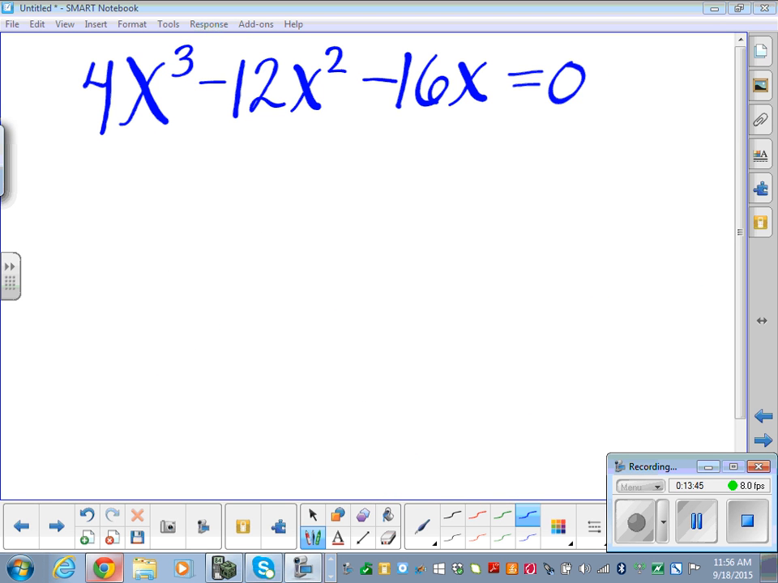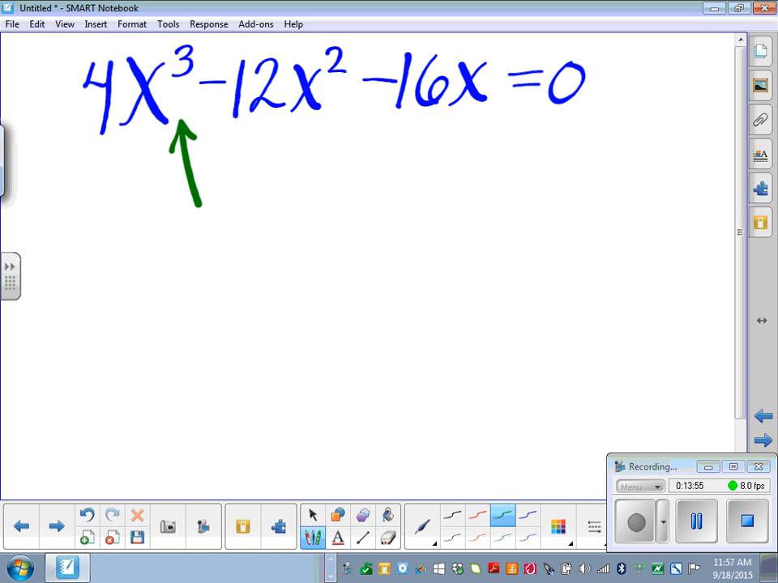Okay, so I'm going to do another one like that I saw on your guys' test here. So looking at this one, 4x cubed minus 12x squared minus 16x, the first thing I notice here is that this is cubed. So then I look through and see, is there something in all 3 terms, the greatest thing in all 3 terms that I can factor out in the very beginning?